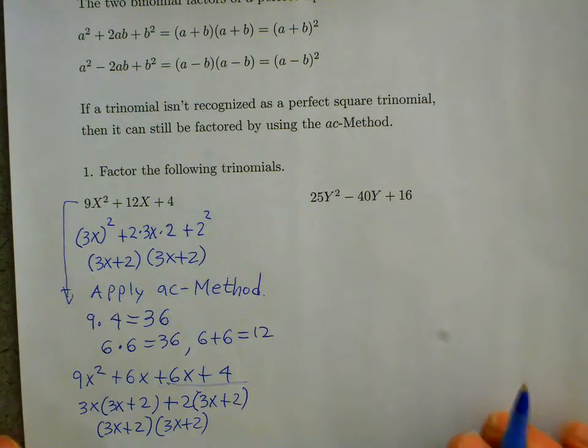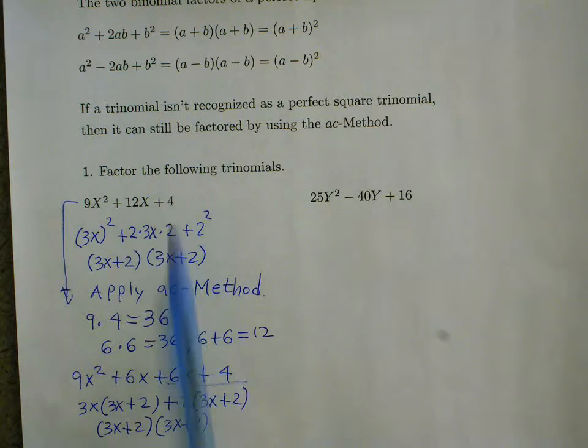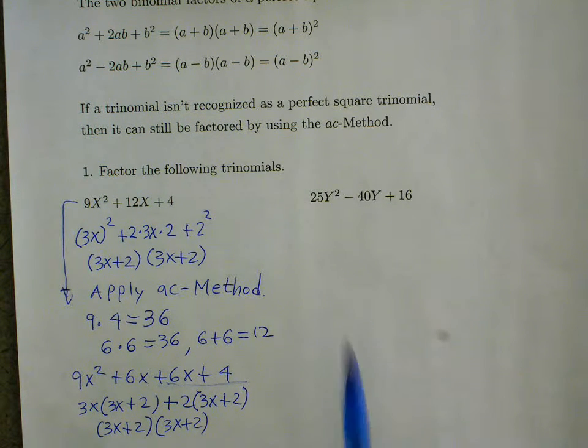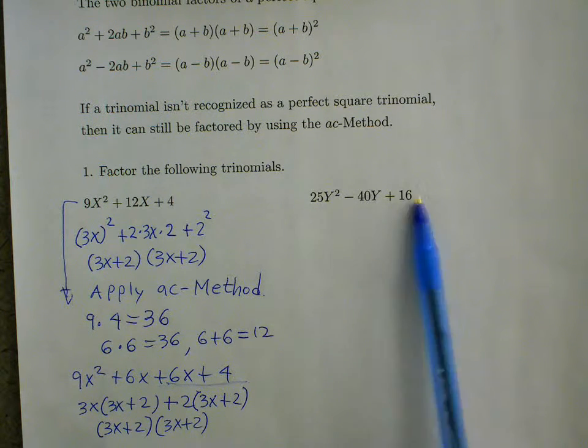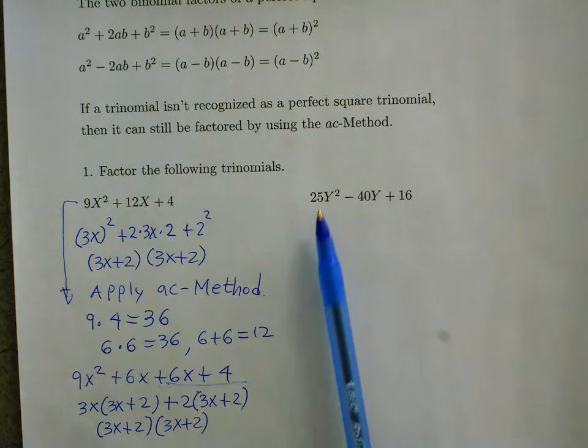Okay, so be reassured that even if you don't recognize a perfect square trinomial, you can still factor it by using the AC method. Sometimes, though, if the numbers are large, then it could be time-consuming if you don't recognize it as a perfect square trinomial.